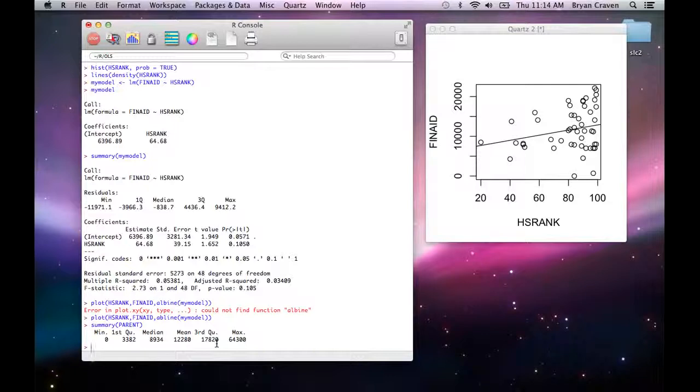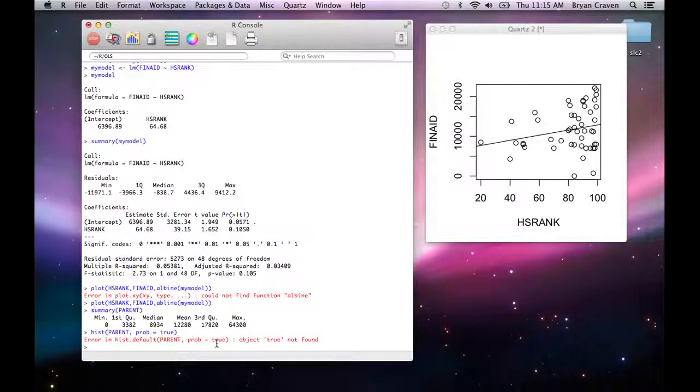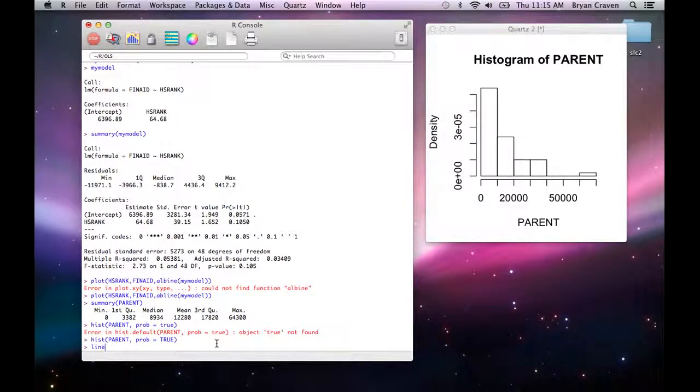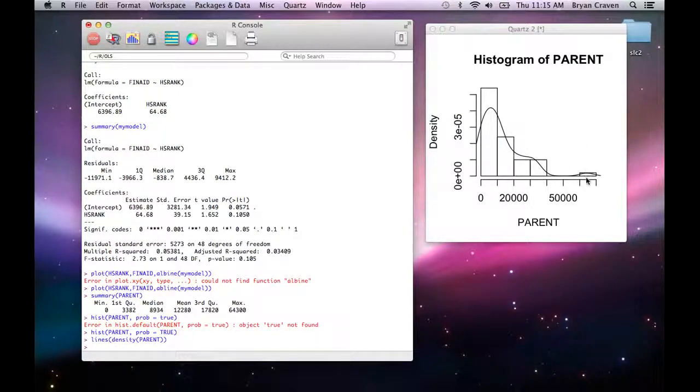You can see that the third quantile is only just above 17,000, whereas the max is 64,300. So let's plot this and get a better idea for what's going on here. So hist of parent, probability equal to true, and make sure you capitalize TRUE. And then we're going to put the density line in there. So lines density of parent. And we can see there we do have an outlier on the high side, and otherwise most of the data seems to be grouped down here.